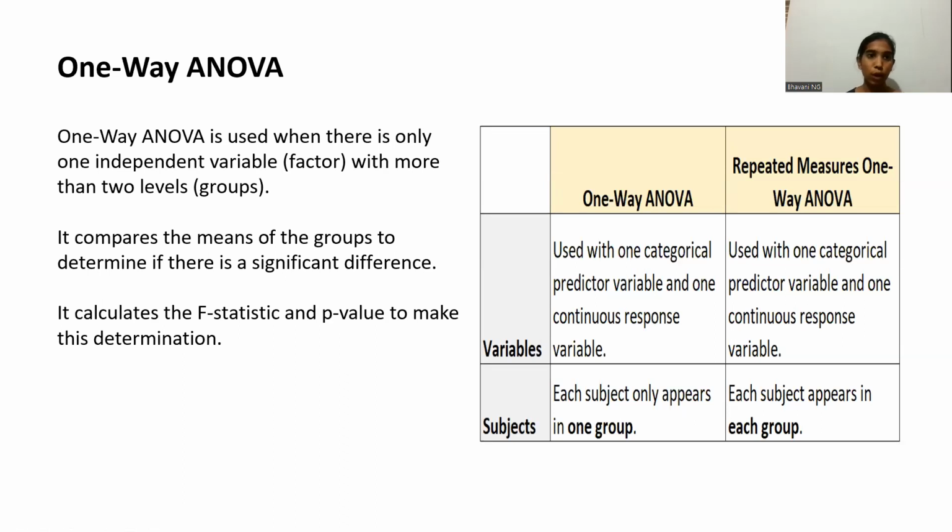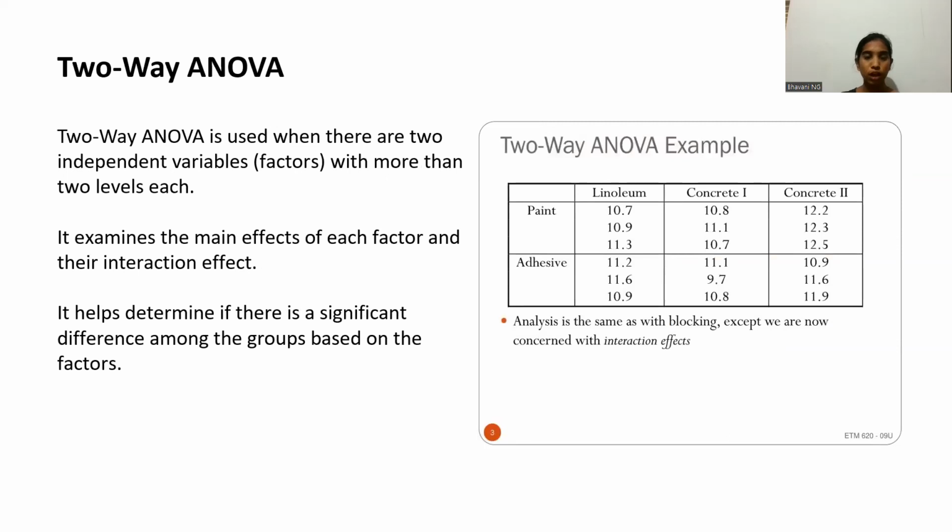One-way ANOVA. One-way ANOVA is used when there is only one independent variable with more than two levels. It compares the means of the groups to determine if there is a significant difference. It calculates the F statistic and p-value to make this determination.